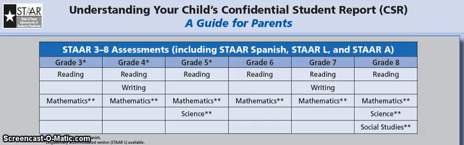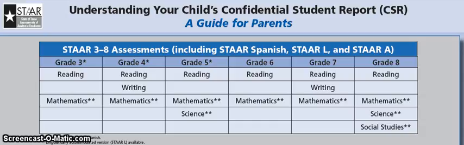Every child who takes a STAAR test gets a report showing his or her test results. This report is called the Confidential Student Report, or CSR for short. Carefully reviewing your child's test results can help you identify where your child is doing well and where he or she may need to improve. This parent guide is based on a sample CSR for grade 7.